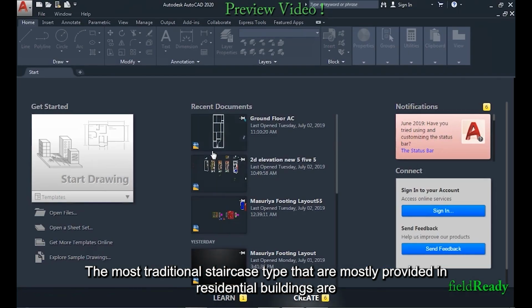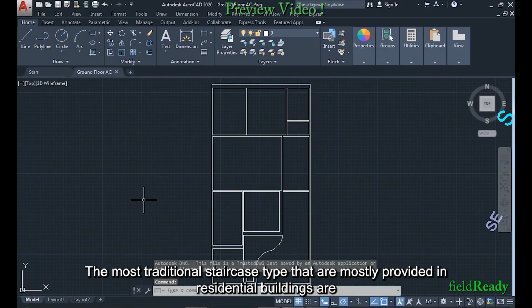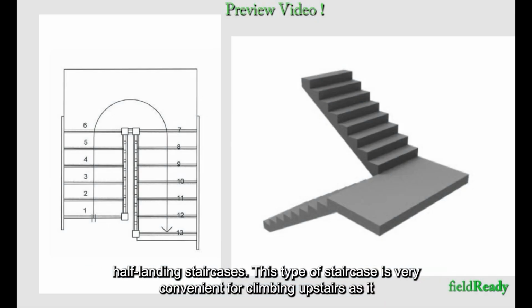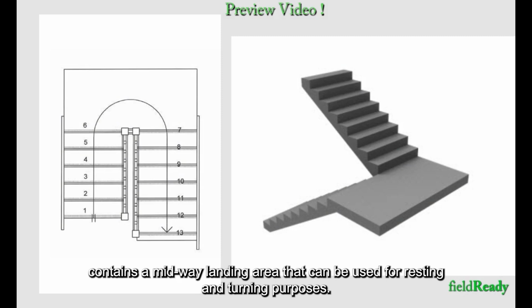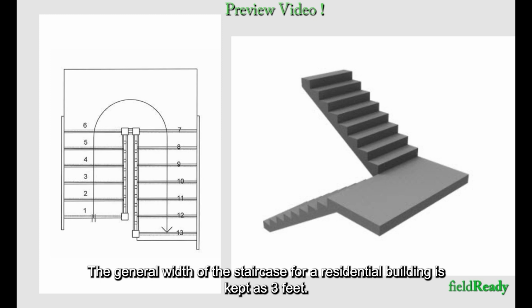The most traditional staircase type that is mostly provided in residential buildings is the half landing staircase. This type of staircase is very convenient for climbing upstairs as it contains a midway landing area that can be used for resting and turning purposes. The general width of a staircase for a residential building is kept as 3 feet.